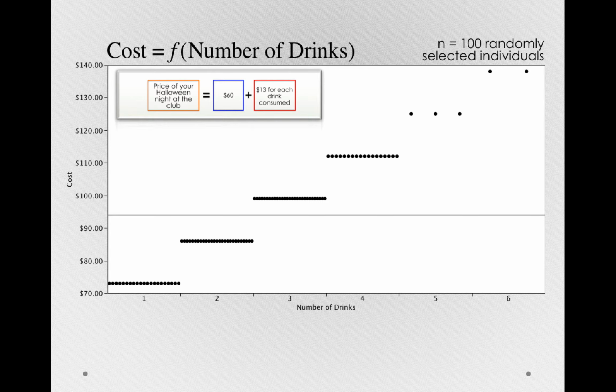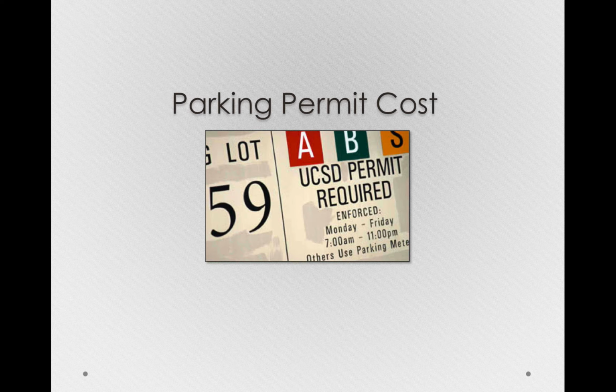Let's look at one final example of a functional relationship, but one that uses not a continuous or quantitative predictor, but rather groups and how that relates to the outcome measure. Let's pick an example that's a little closer to home. In this case, parking permit costs at UCSD.